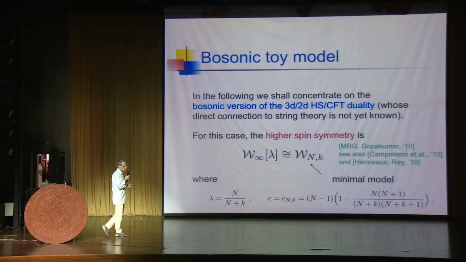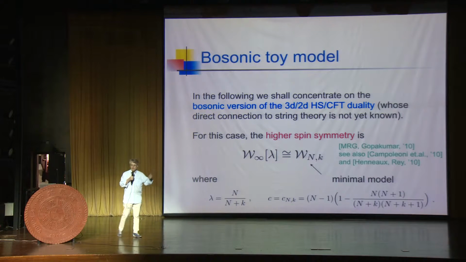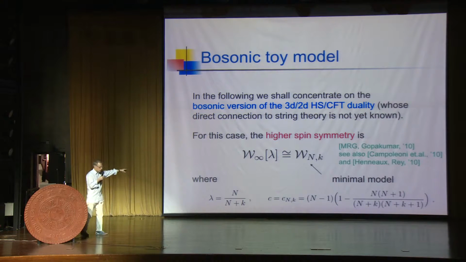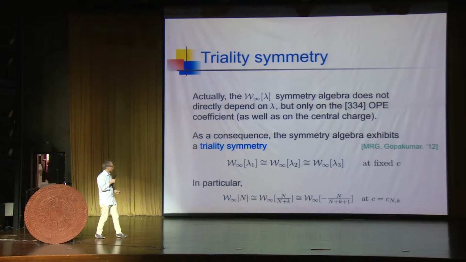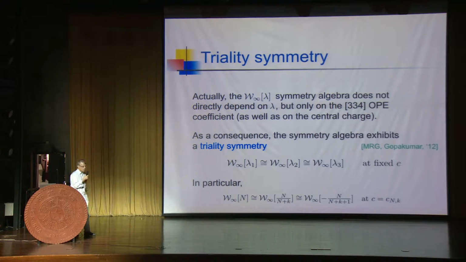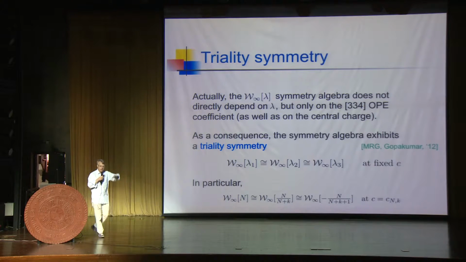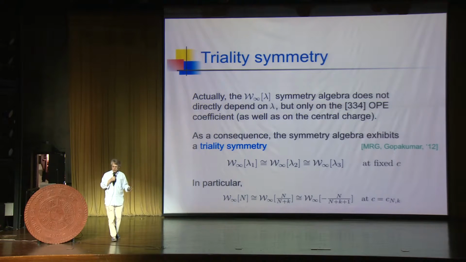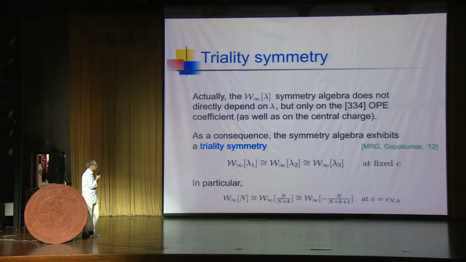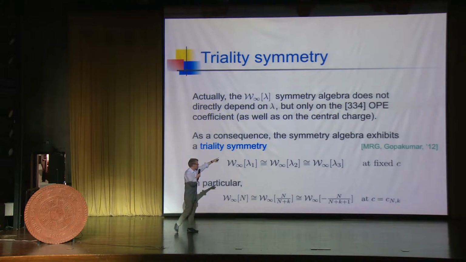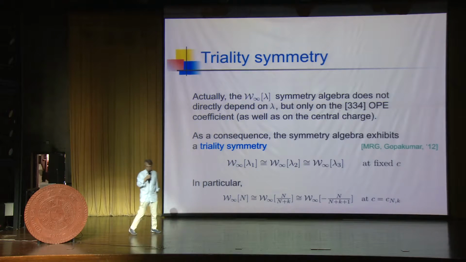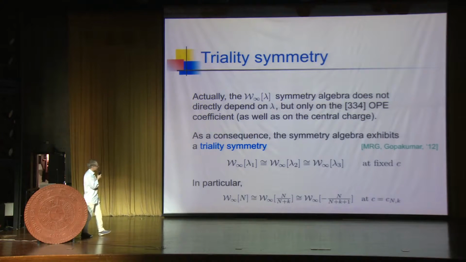Now, what will be slightly important later on in this talk is that this W algebra is not actually parameterized directly in terms of lambda. But if you look at the structure of this algebra and construct its low-lying commutation relations, then it's uniquely characterized by the operator product expansion coefficient involving the spin 3 going to spin 4 field, as well as the central charge.